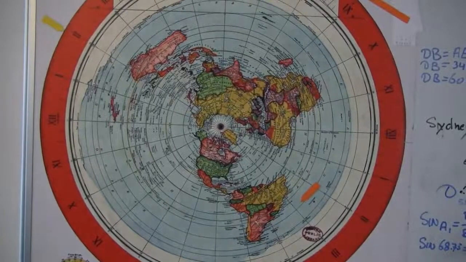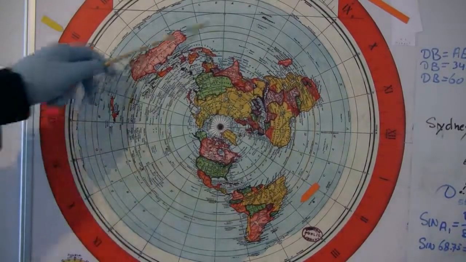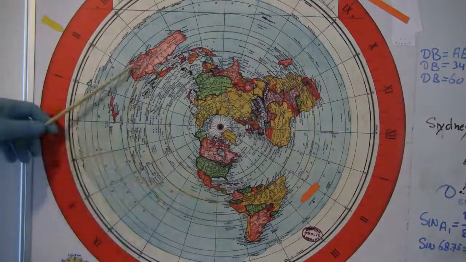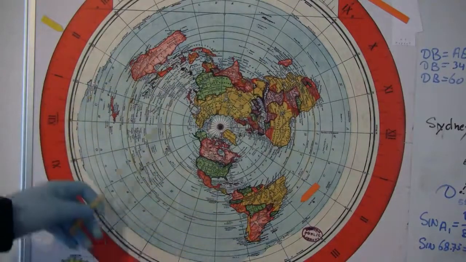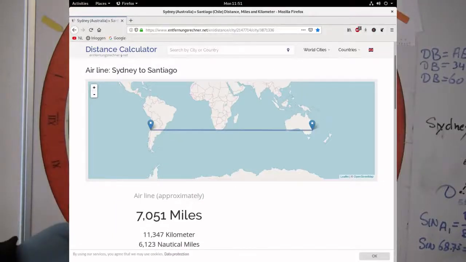Some globe believers think when you fly from Sydney to Chile, you fly like this. In reality, you fly like this. But if you believe you fly like this, whatever makes you happy, as long as it's a safe flight.